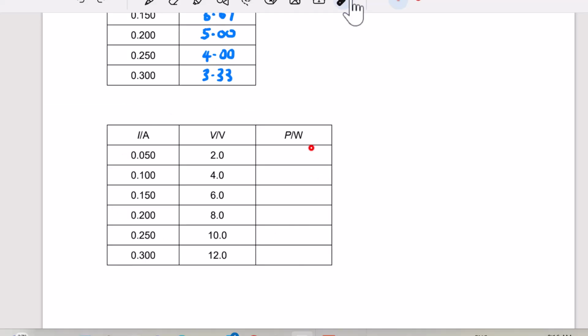Okay, let's look at another example here. So I is measured using a multimeter with a precision of 1 milliamp. That's why all these numbers are written to the nearest 0.001 amp. And V is measured using a multimeter with a resolution of 0.1 volt. That's why all these numbers are written to 1 dp. So now we are going to calculate I times V. So what is 0.050 times 2.0?